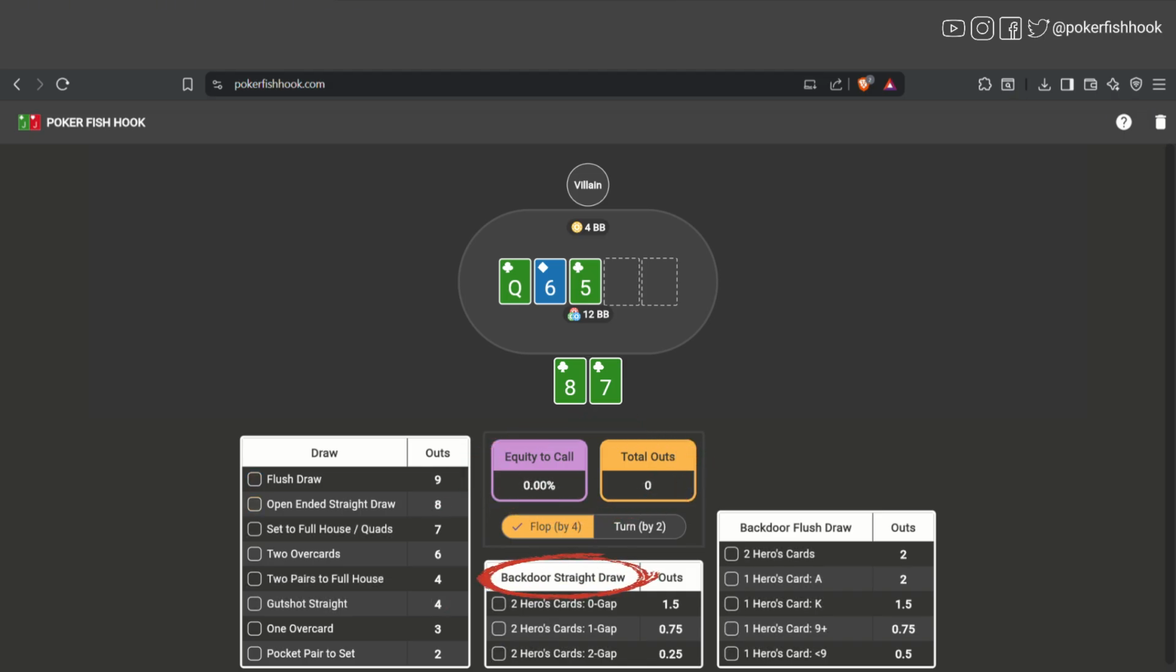The other 2 tables are for backdoor. A backdoor is a hand that requires 2 specific cards to complete a draw. It is a long shot draw where a player needs both the turn and river cards to improve their hand.